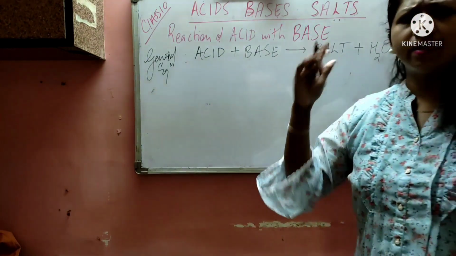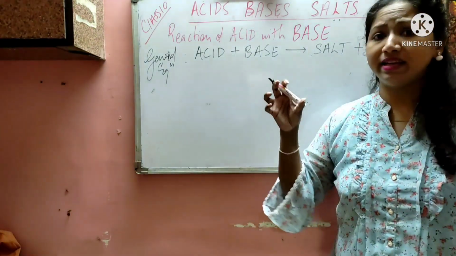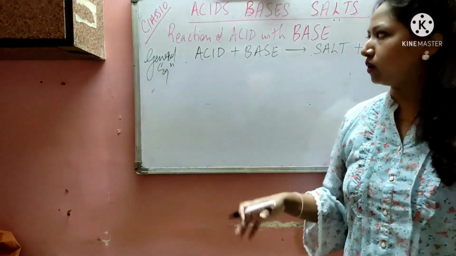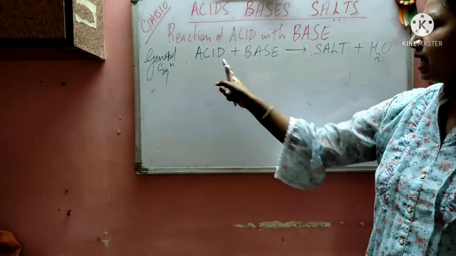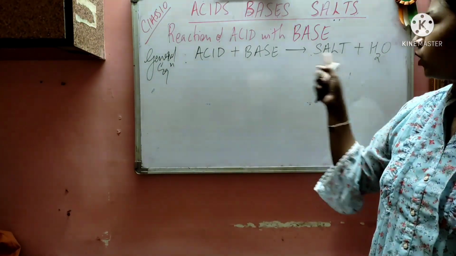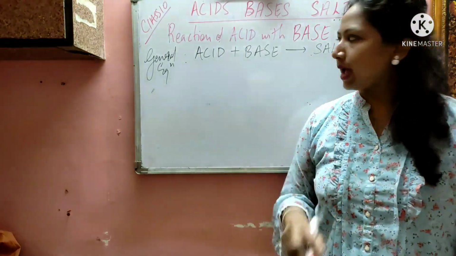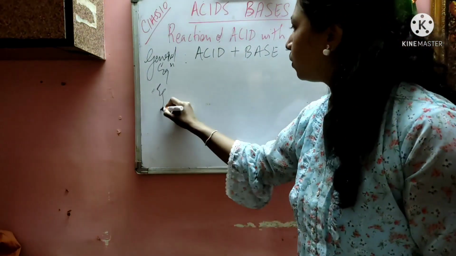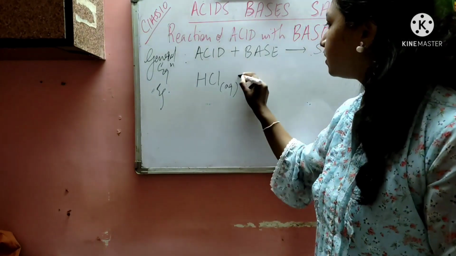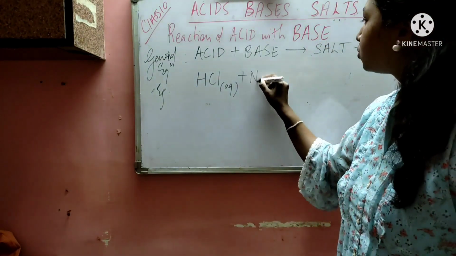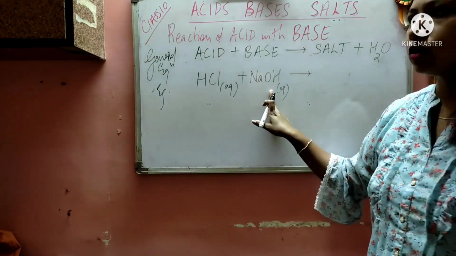This we have already seen in our previous video, but in detail is what we are going to talk about today. Acid when reacts with base, what you get is salt and water. Now let's see the example. Acid means HCl, aqueous. Base is NaOH, which is sodium hydroxide.